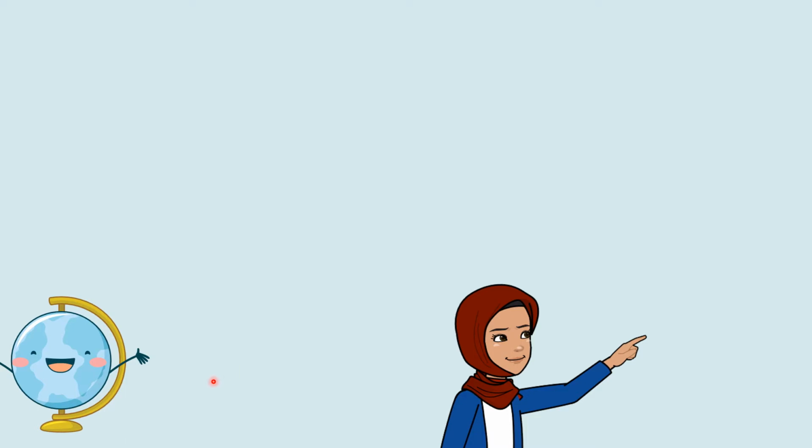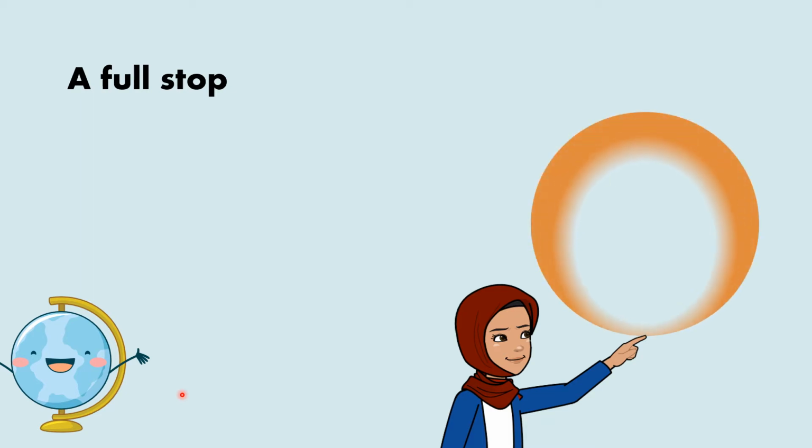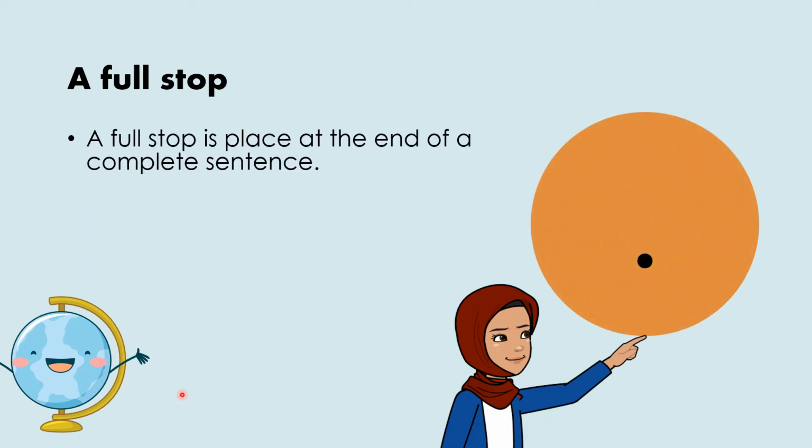Today, we are going to learn about 6 parts of punctuation. What are they? Number 1, a full stop. When we use a full stop? A full stop is placed at the end of a complete sentence.